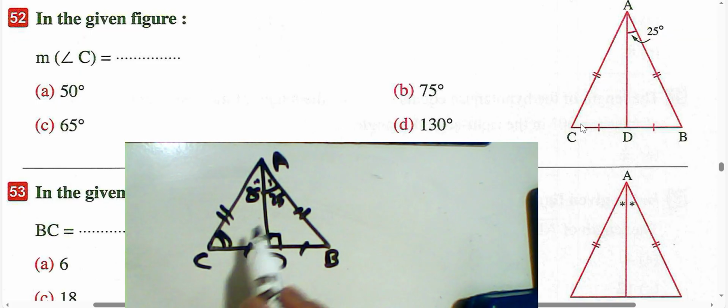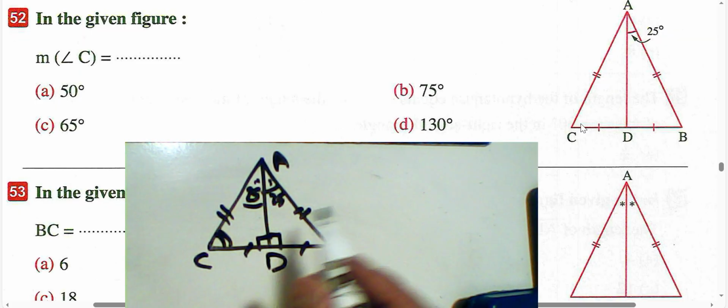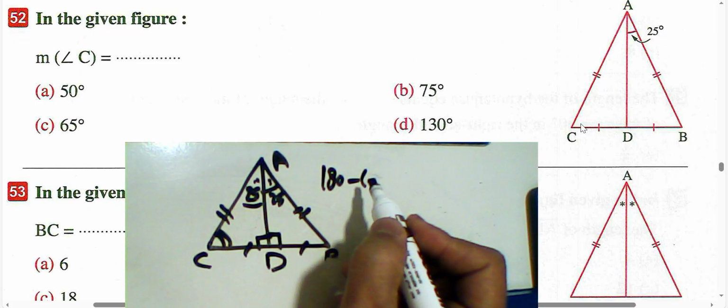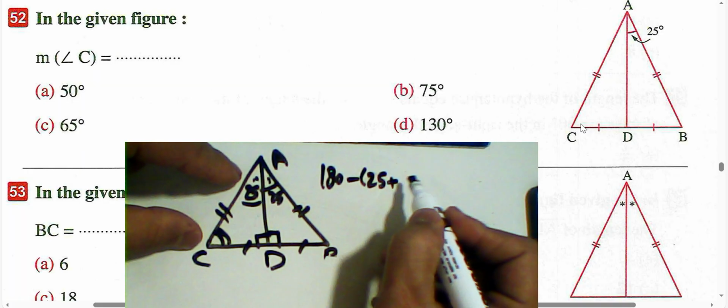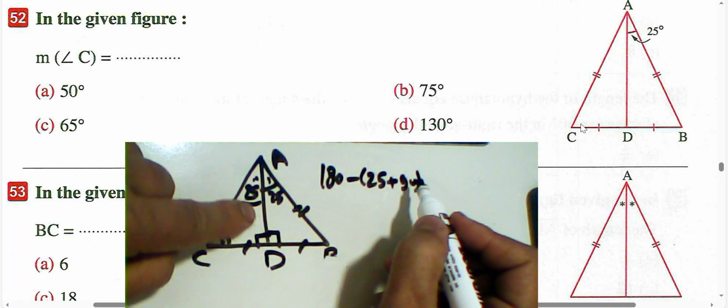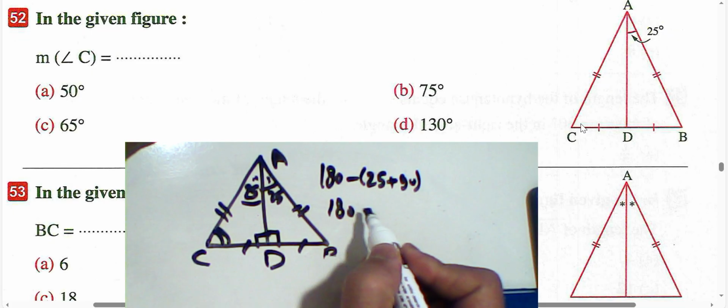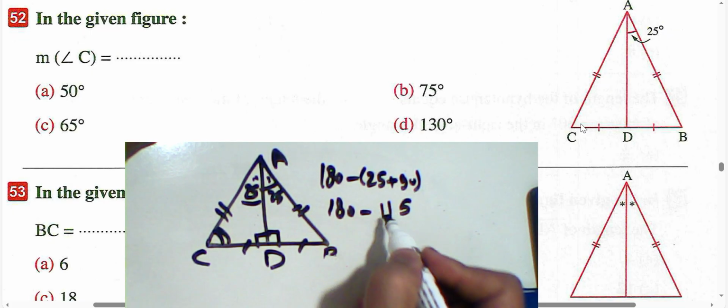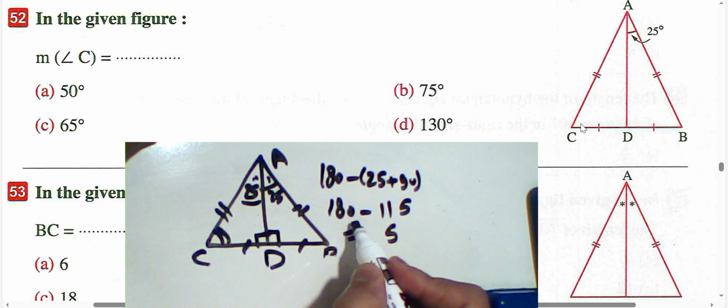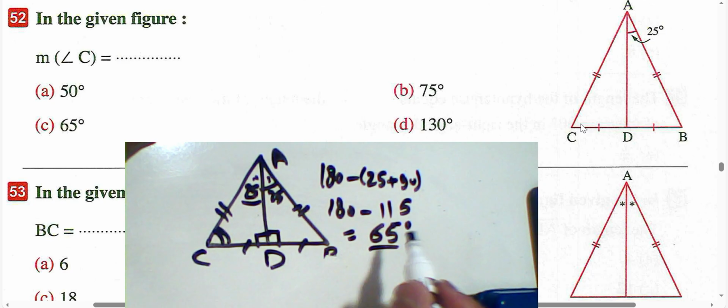And we can find the measure of angle C from this right angle triangle, right? 180 subtracted by 25 plus 90. 180 subtracted by the sum of them: 10 minus 5 is 5, and 7 minus 1 is 6. The result will be 65 degrees.